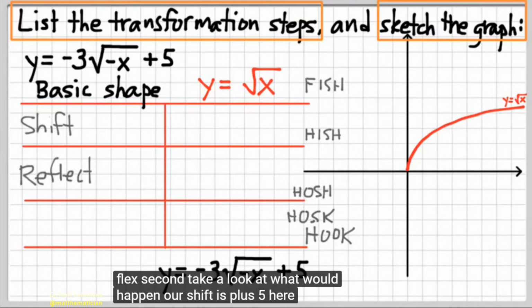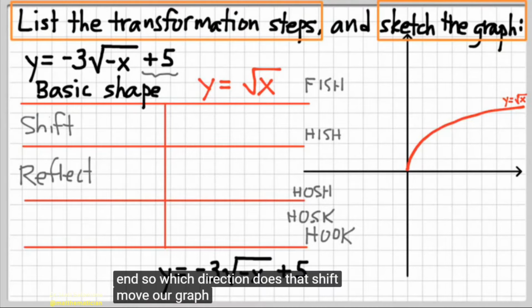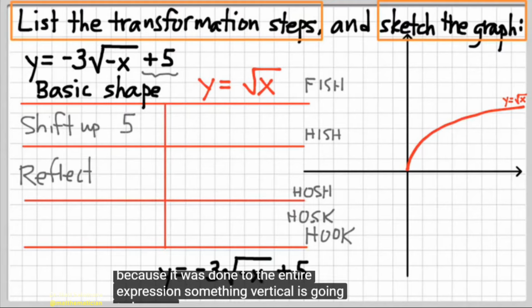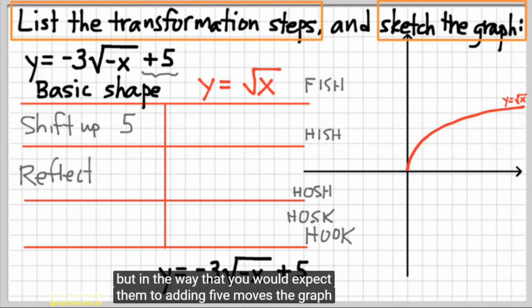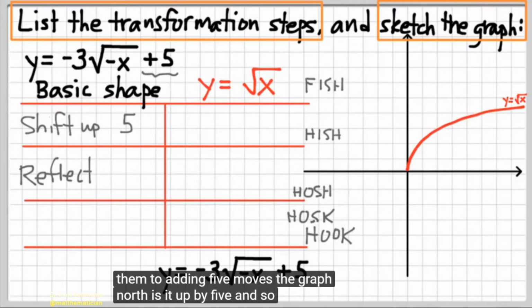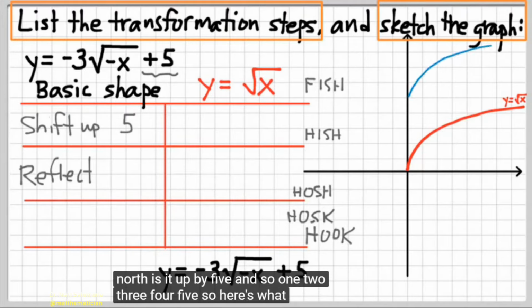Our shift is plus 5 here at the end. So which direction does that shift move our graph? It's moving it up. Again, because it was done to the entire expression, something vertical is going to happen. It's operating on the y. And when you operate on the entire expression, things happen not in reverse, but in the way that you expect them to. Adding 5 moves the graph north, moves it up by 5. So 1, 2, 3, 4, 5. So here's what that transformed graph would look like.